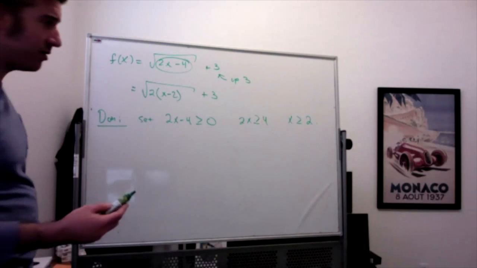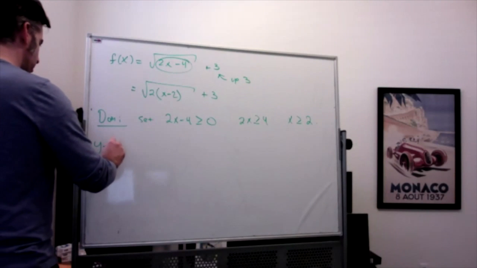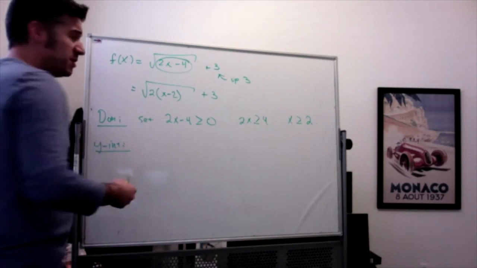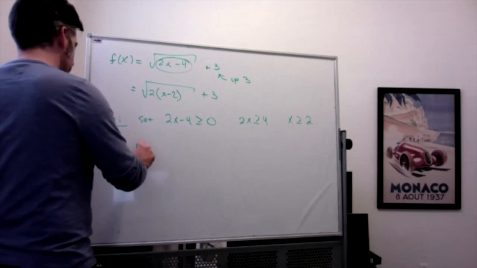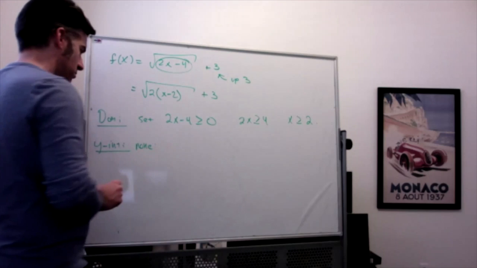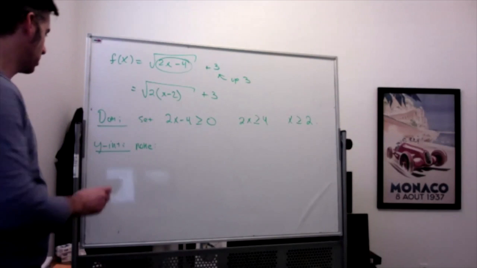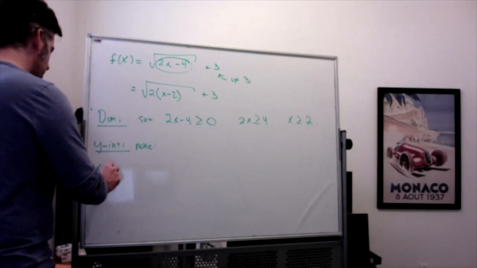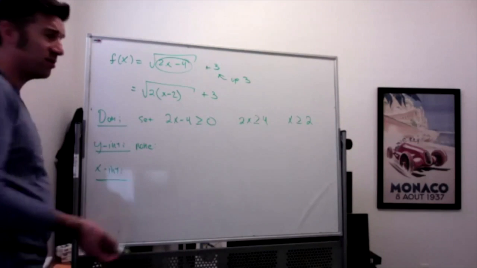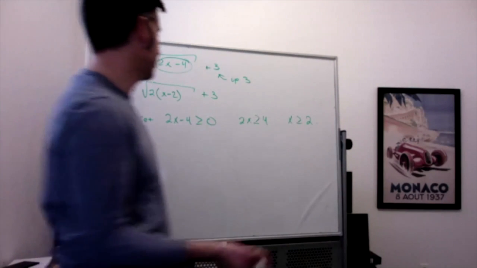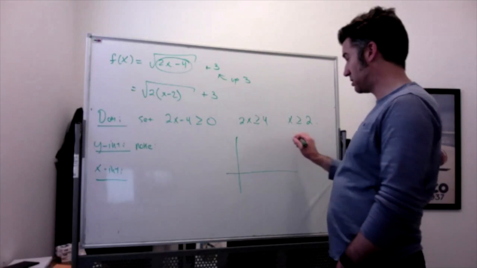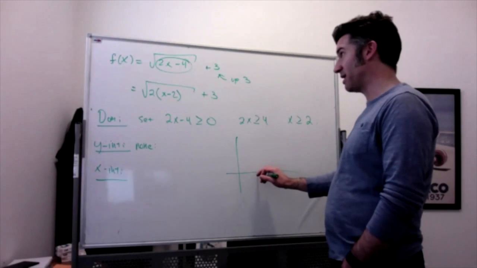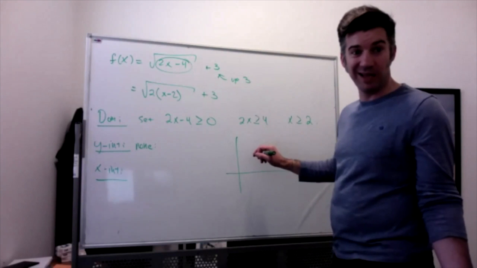Also, I should point out, this means we don't have a y-intercept, because x can't be 0. So y-intercept is none. X-intercept, we probably also don't have one. In fact, we can see this, if we think about it, the fact that we're taking a square root function, which looks like this, and shifting it to the right and up, means there isn't going to be an x-intercept either.